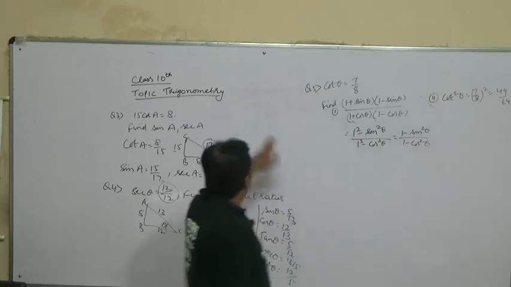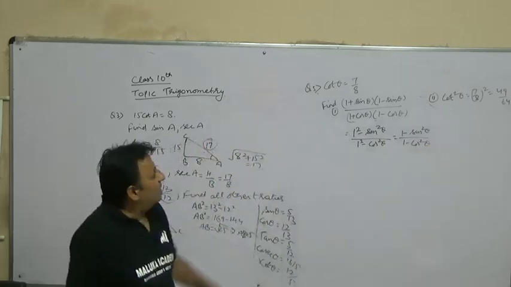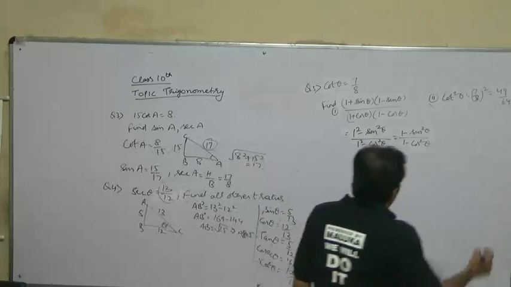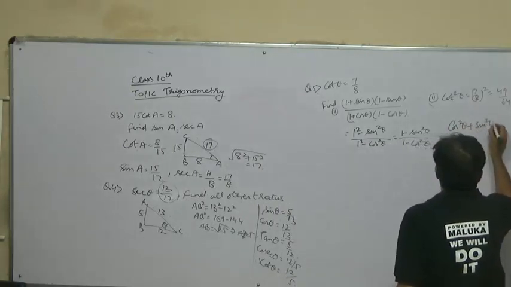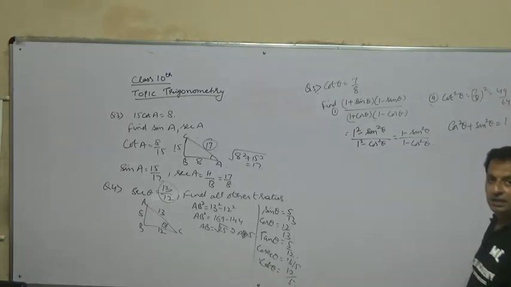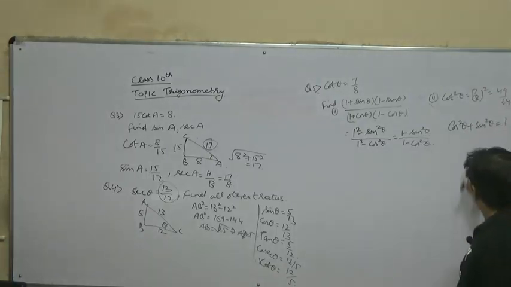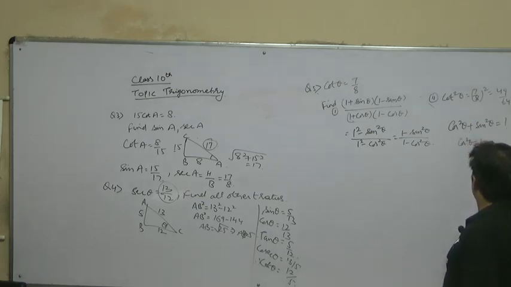सो अभी मैंने यहाँ पे एक रेड कलर में फॉर्मूला लिखा था दैट वी कैन यूज हेयर. सो वो फॉर्मूला क्या होता है, कॉस स्क्वायर थीटा प्लस साइन स्क्वायर थीटा इक्वल टू 1 होता है हमेशा. सो यहाँ से हम क्या करते हैं, अगर साइन को इधर ले जाएंगे तो क्या बन जाएगा कॉस स्क्वायर थीटा इज इक्वल टू 1 माइनस साइन स्क्वायर थीटा, और साइन स्क्वायर थीटा क्या बन जाएगा 1 माइनस कॉस स्क्वायर थीटा.